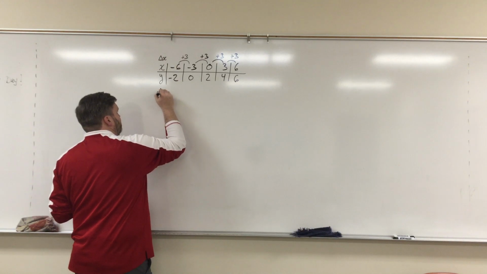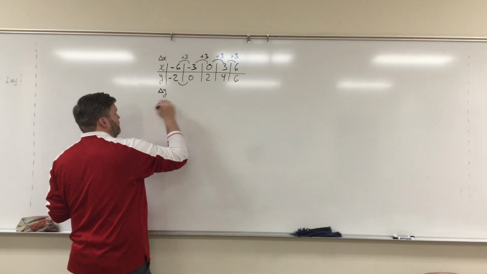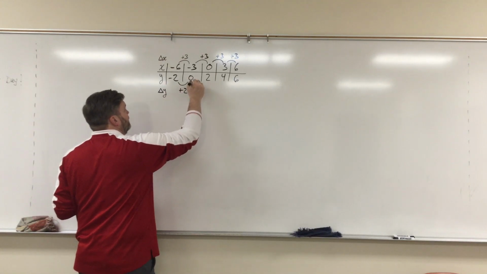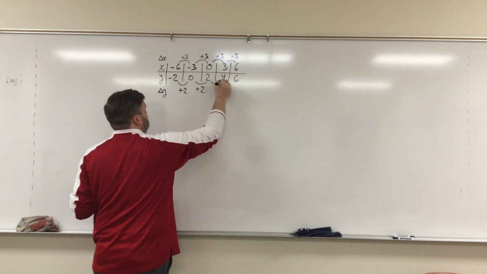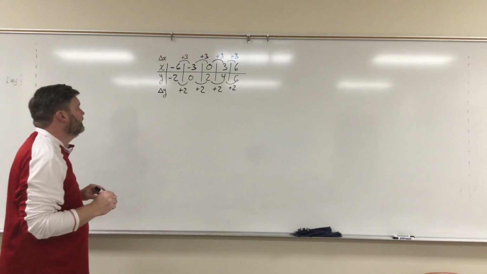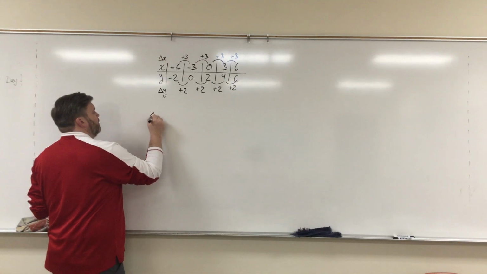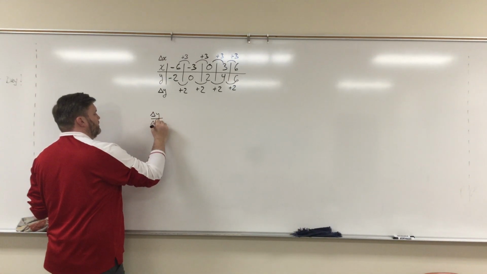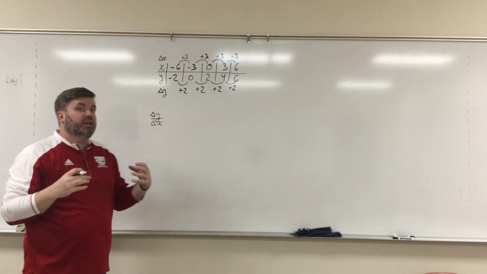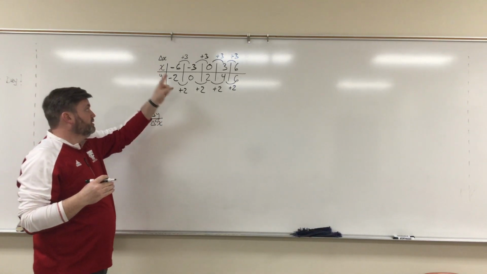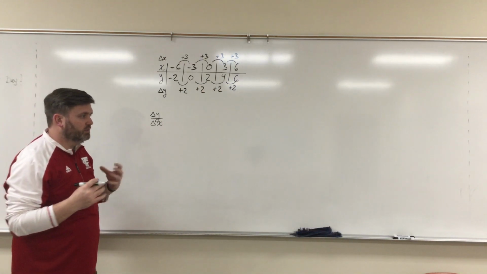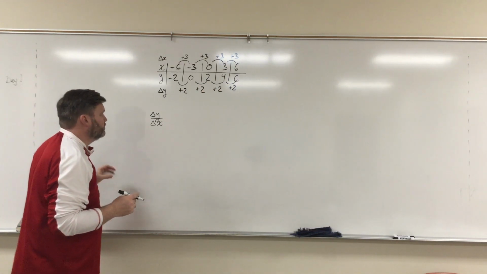Now I'm going to do the same thing for change in y. So negative 2 to 0, kind of looks like a smiley face. Negative 2 to 0 is plus 2. 0 to 2 is plus 2. 2 to 4 is plus 2. And 4 to 6 is plus 2. So I'm going to look at change in y over change in x and see if there's a constant rate of change, aka slope. Does the change going from these points represent something that is constant? That constant rate of change is what we call slope.